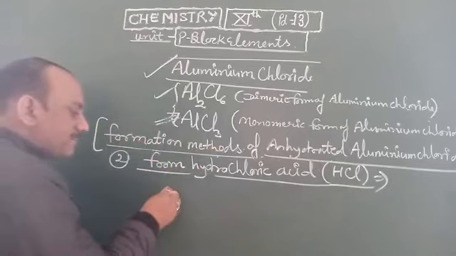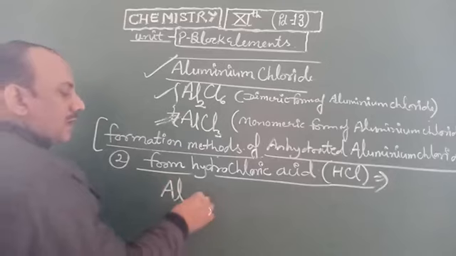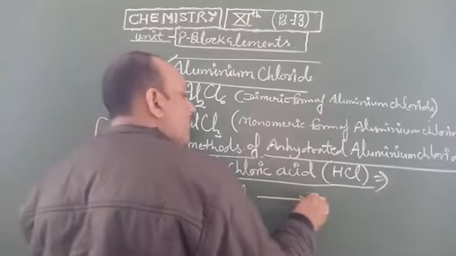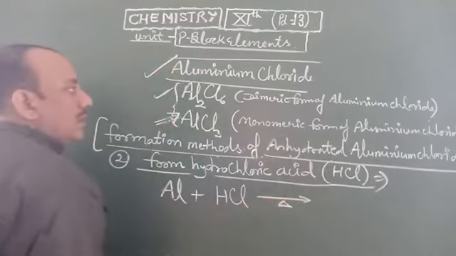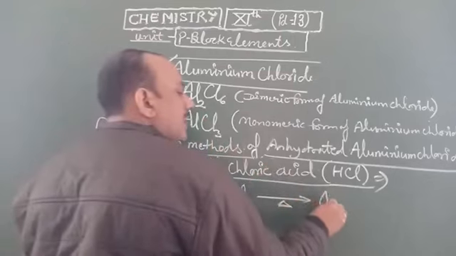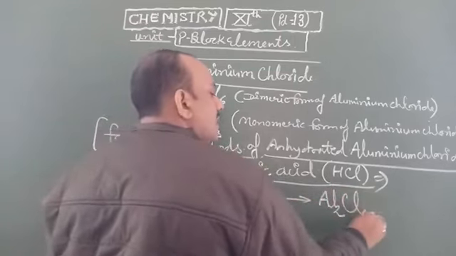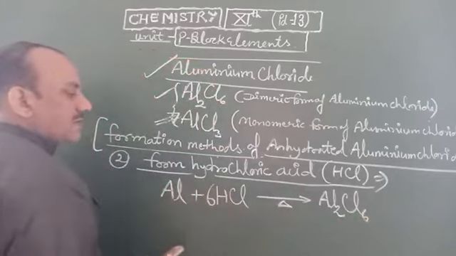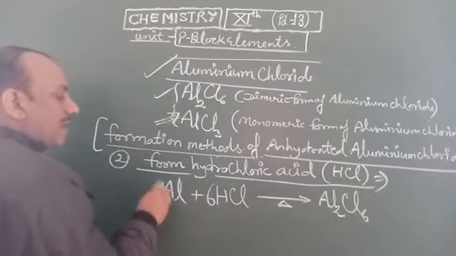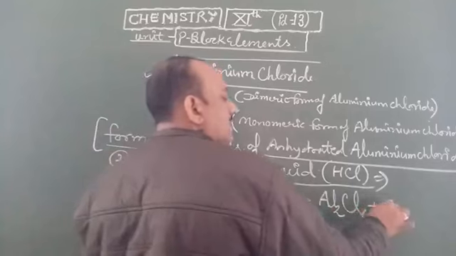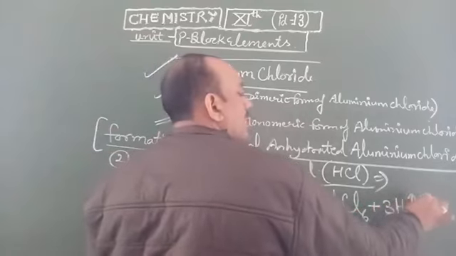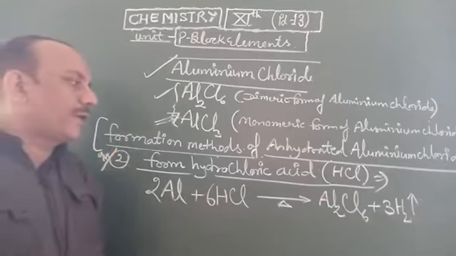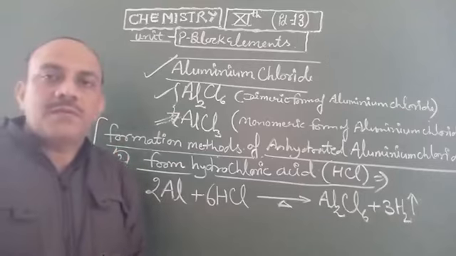The chemical reaction is given as aluminium Al reacts with hydrochloric acid HCl to form aluminium chloride, Al2Cl6. For balancing we use digit 6 for chlorine, 2 for aluminium, and 3 for hydrogen, H2. This is the most important formation method of aluminium chloride. So these are the preparation methods.